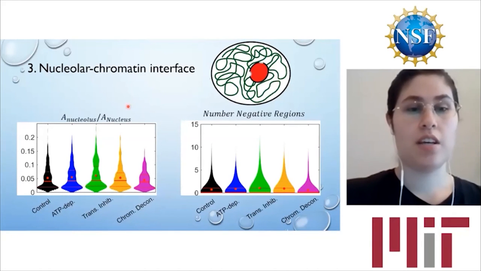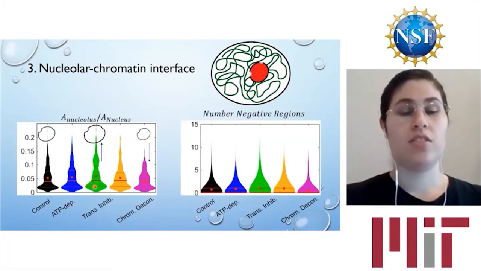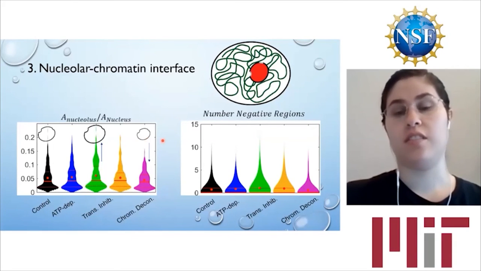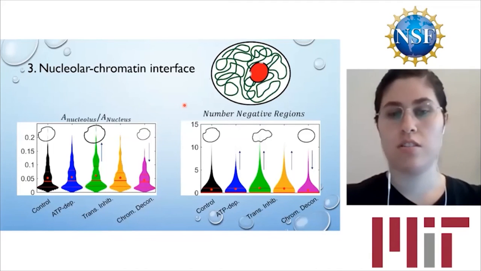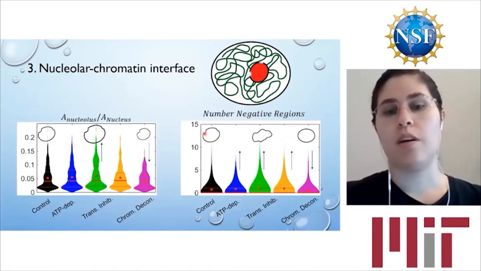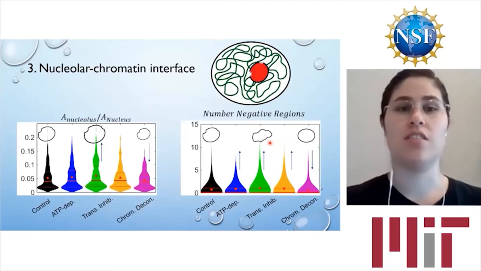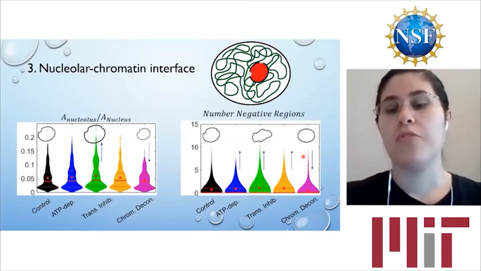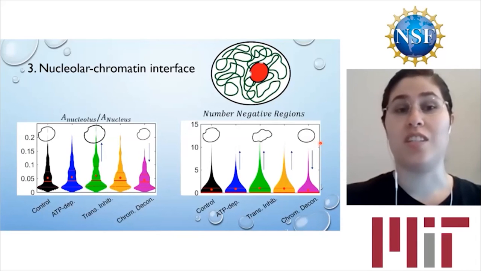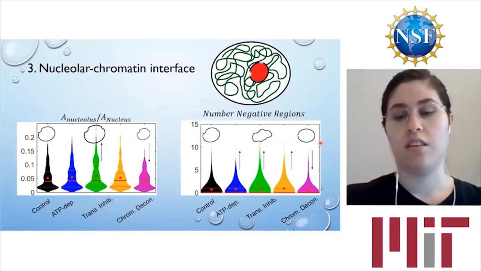So the first thing that we see in this normalized area is that with one of the transcription inhibition drugs, the area actually increases. And then for chromatin decondensation, the area of the nucleoli on average decreases. And then for the number of negative regions, for ATP and both of our transcription inhibition drugs, we go from a nucleolus that might have some regions of negative curvature to something that looks more like a potato, you might say. The surface is very rough, it's no longer smooth. But for the case of chromatin decondensation, the nucleolus becomes more smooth, much more like a perfect sphere. So you can see that the chromatin interactions do directly play a role on that surface and therefore affect the nucleolus.